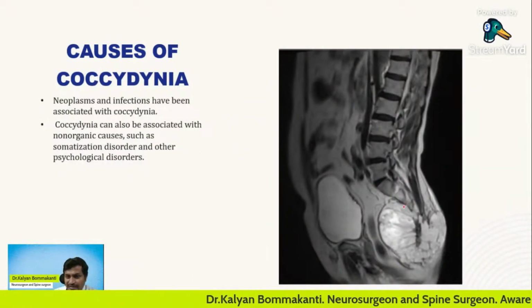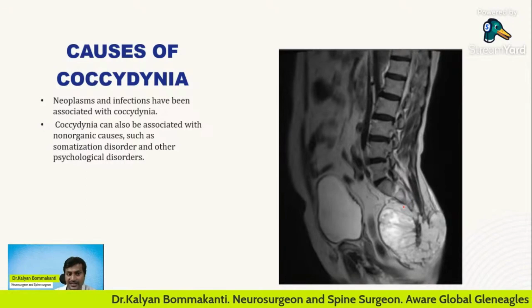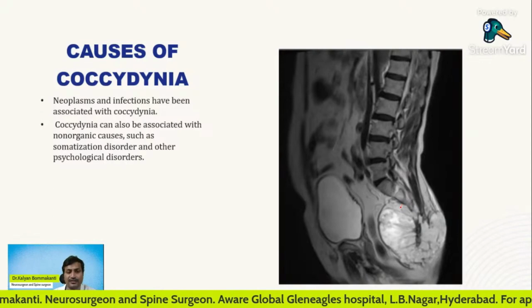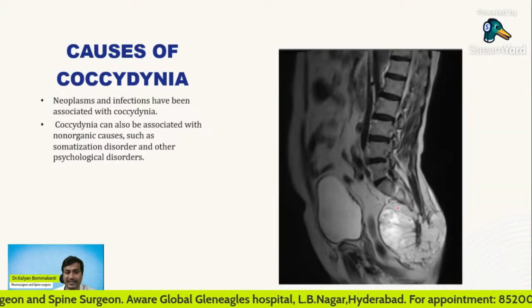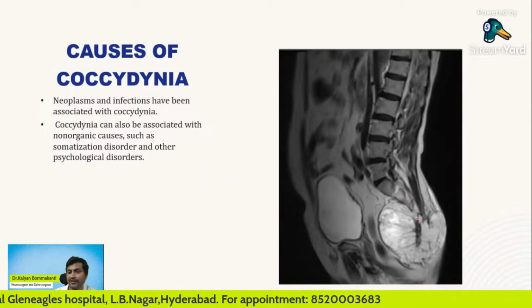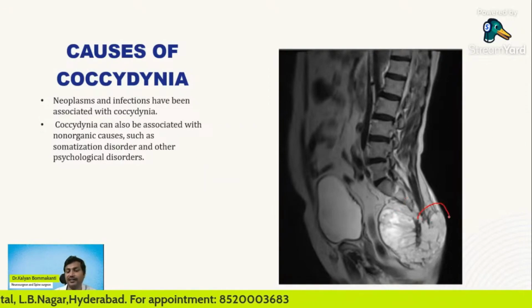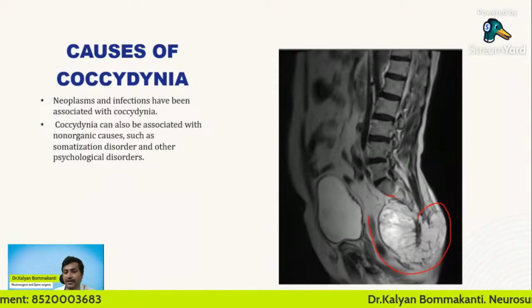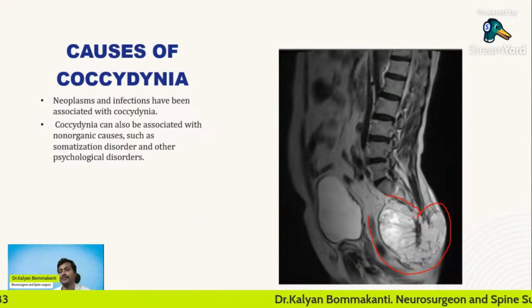Rare causes, there will be neoplasms and infections, and in very rare cases, non-organic causes such as somatization and other psychological disorders should also be ruled out. Always rule out an infection or neoplasm as a cause of coccydynia. This patient is having a chordoma of coccyx, which is a neoplasm of coccyx.